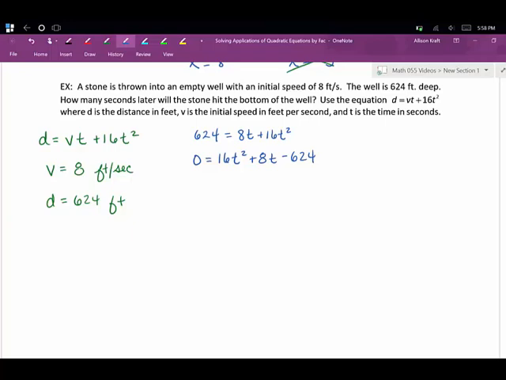Now we're ready to factor our equation. I see that there is a greatest common factor of 8. I'll start by factoring that out. It's going to leave me with 2t squared plus t minus 78. We're left with a quadratic trinomial with a leading coefficient other than 1. That tells us that we're going to want to use the x method to factor this.